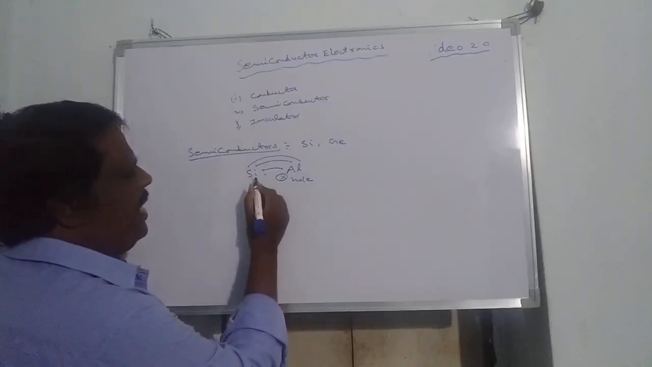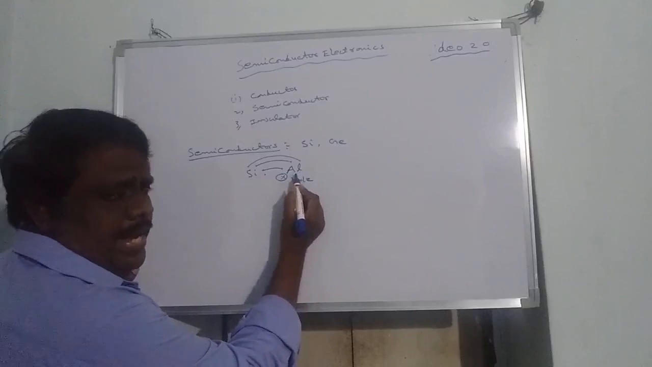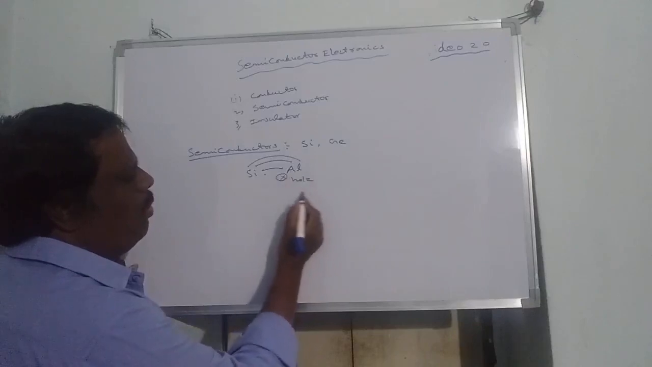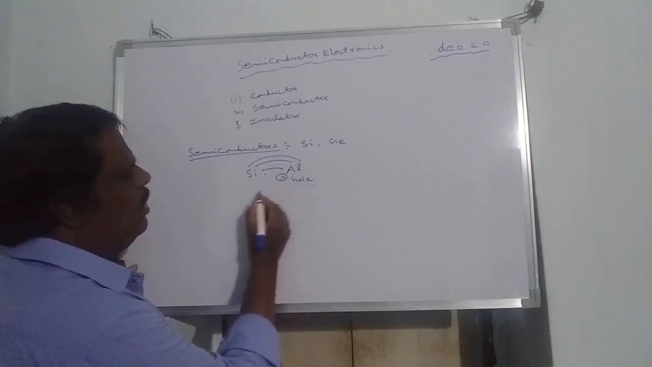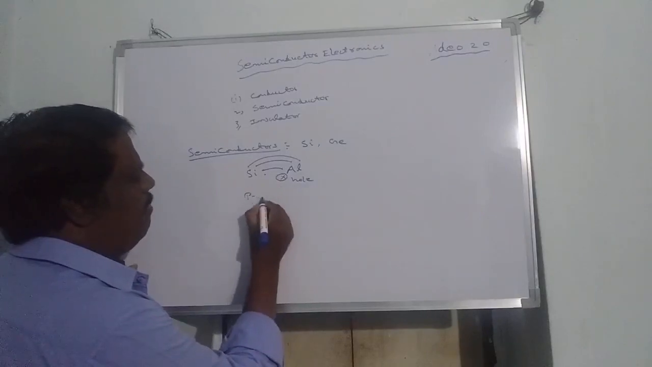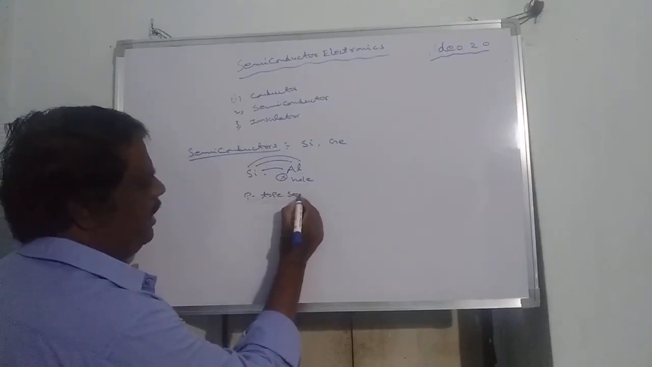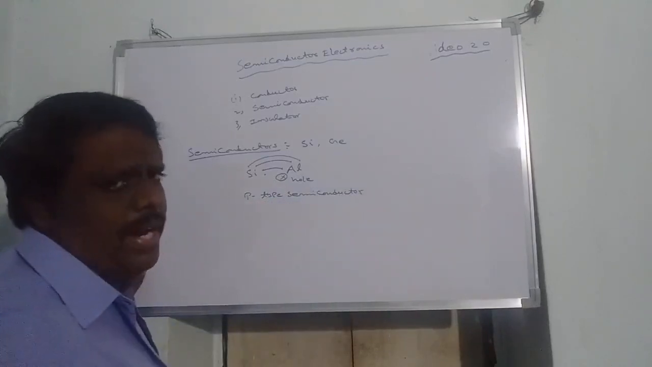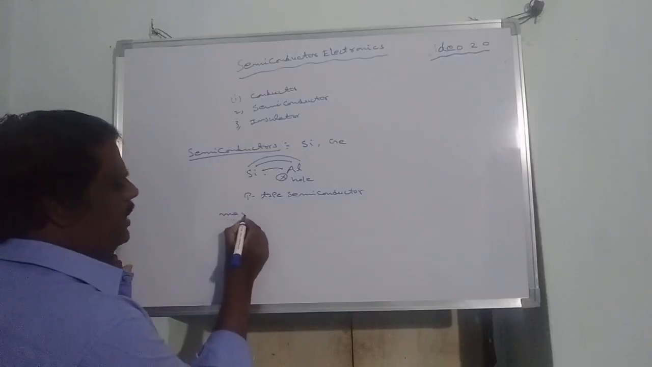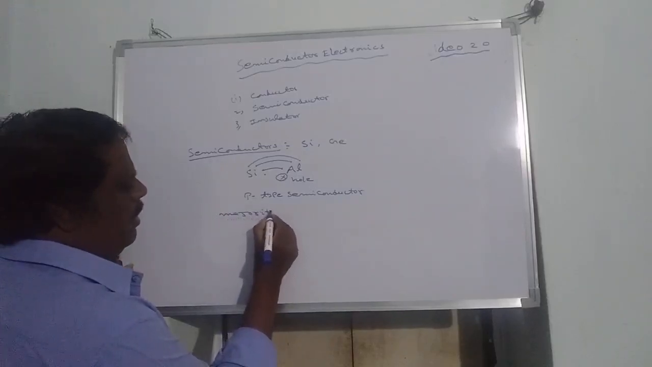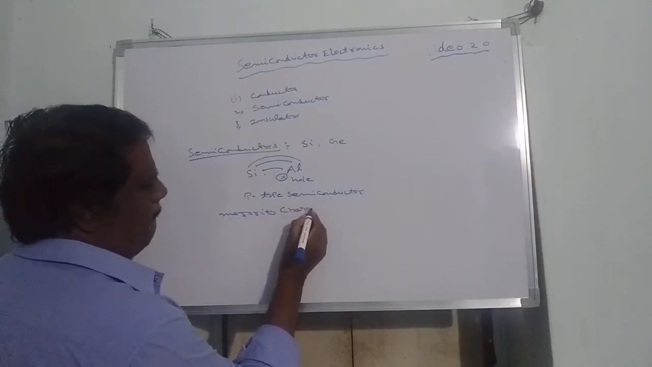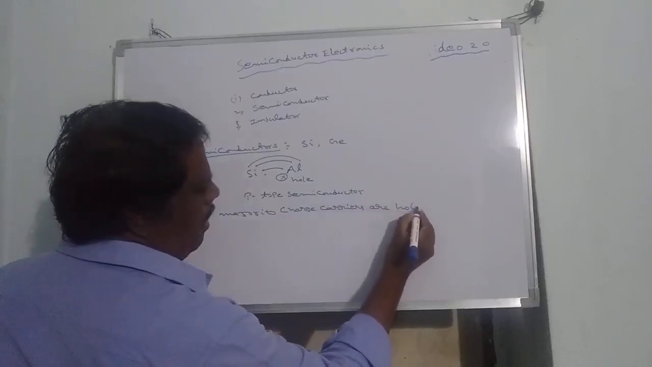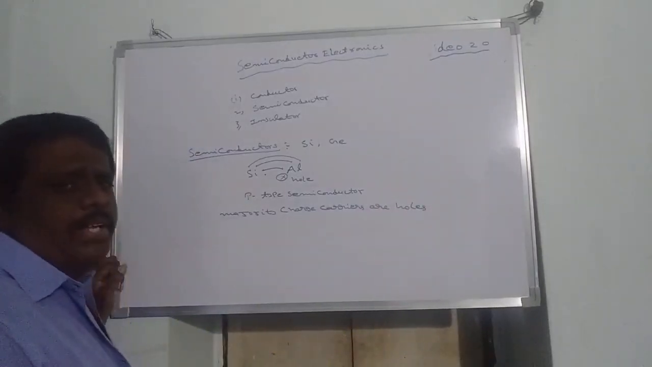That means in this combination, if silicon is doped with a trivalent impurity, more holes will be formed. So if holes are more, then it is called a p-type semiconductor. In a p-type semiconductor, majority charge carriers are holes.